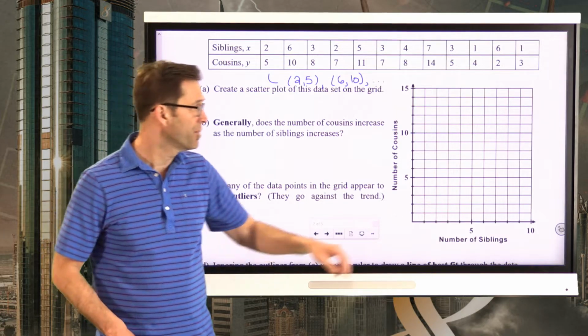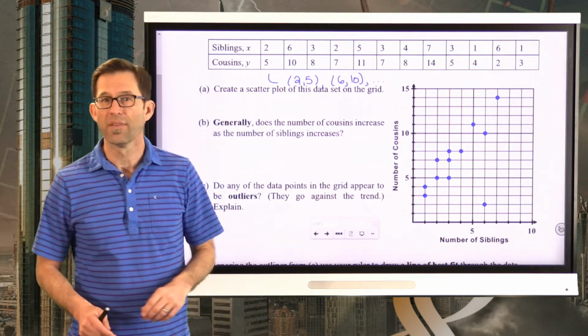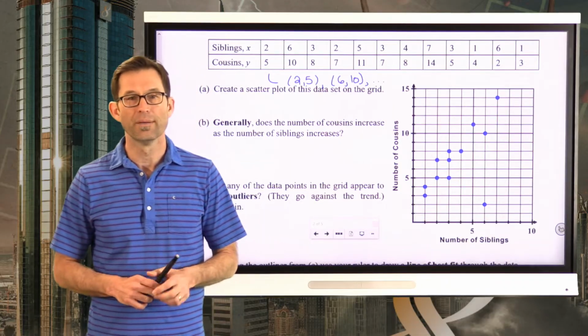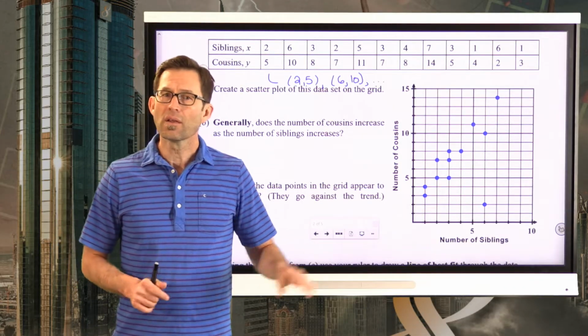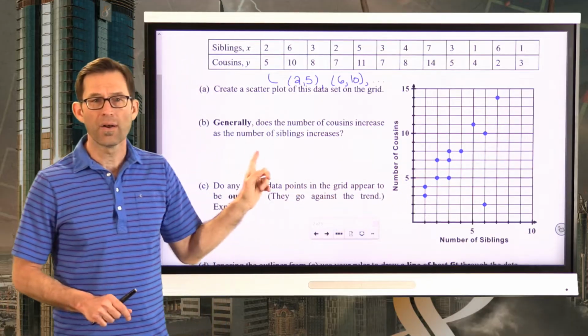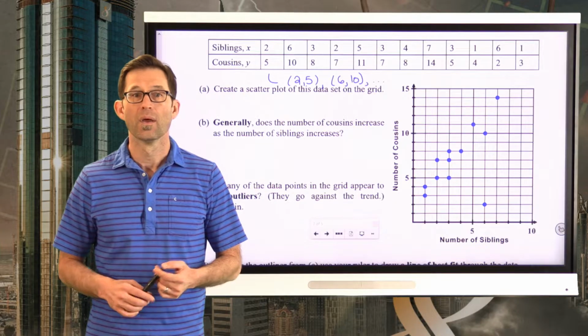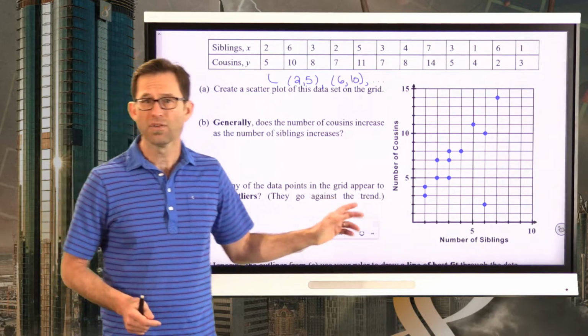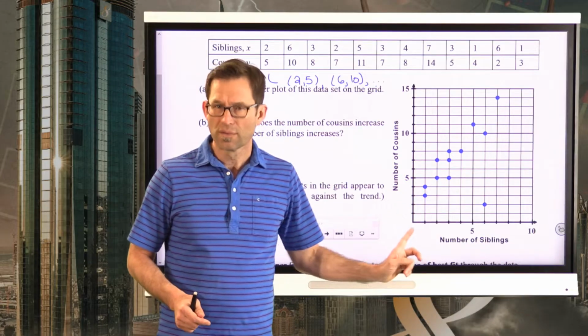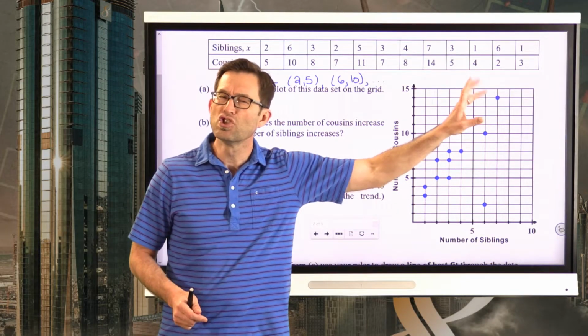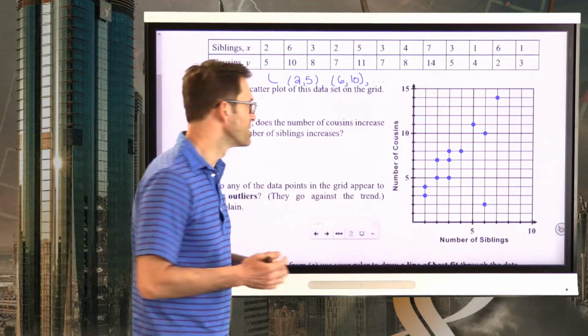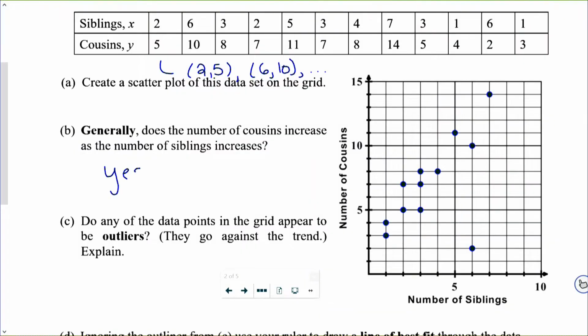All right, simple enough, right? I'm going to save ourselves the time, and there is our scatter plot. Now, let's take a look at this data. In letter B, it asks us: generally, does the number of cousins increase as the number of siblings increases? Well, the answer is yes. Generally speaking, it looks like the more siblings a person has, the more first cousins they're going to have. So nothing more than just yes there.